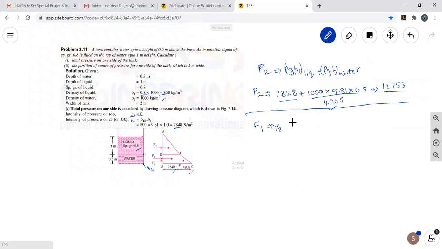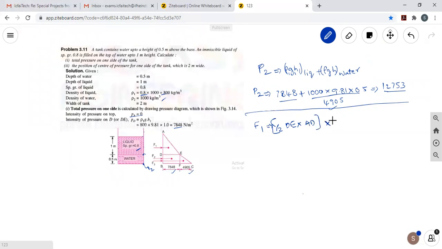Okay, half into base is how much? DE into half into base into height is AD. Clear? This is the area of the triangle. F1 force is nothing but area of the triangle into width of the tank.